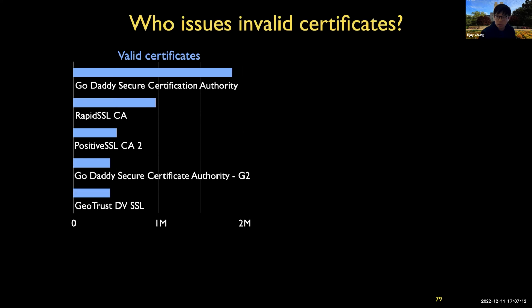So for valid certificates, when you focus on the issuer field, as we learned from the first class of TLS, you can check who issues the certificate by looking at the issuer field, okay? In the case of a valid certificate, all the CAs are valid, because it is so obvious. So for example, GoDaddy, Rapid SSL, or GeoTrust.